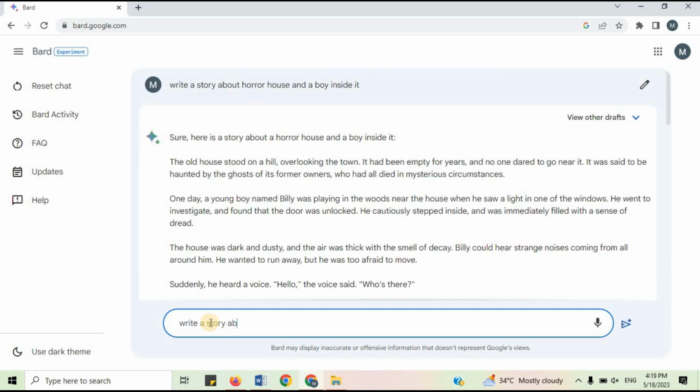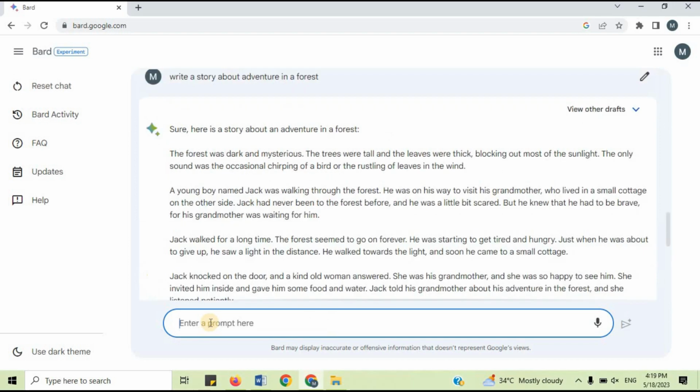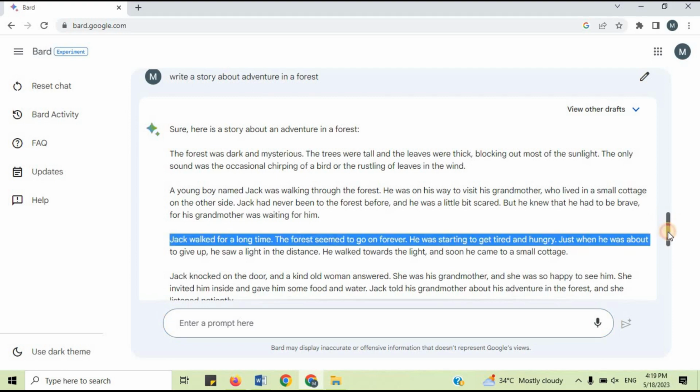Now I will say to write a story about an adventure in a forest. Here is a story about an adventure in a forest. In this way, Google Bard can write a story on any topic of your choice.